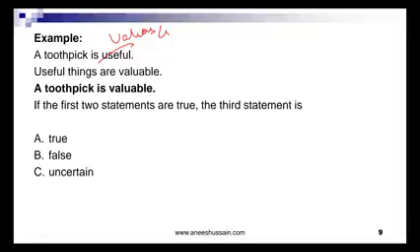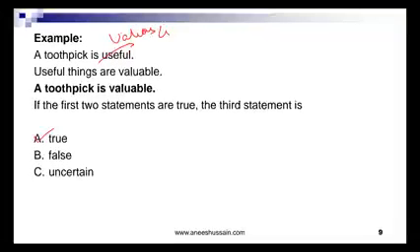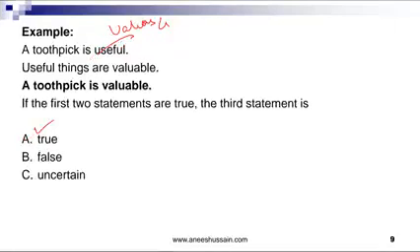Because you can replace it here. So a toothpick is valuable. Correct. That makes sense. वही चीज आ गई. ठीक है, so I just replaced useful with valuable because they are both the same thing in this case. So these are the types that you have.